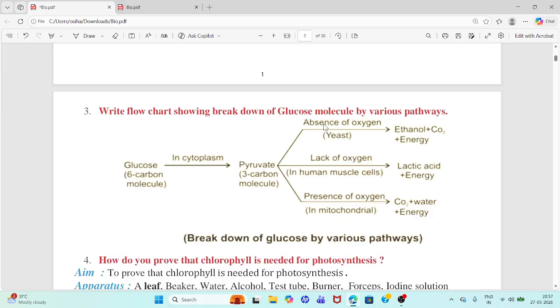First pathway: absence of oxygen in organisms like yeast, and the pyruvate is converted into ethanol, carbon dioxide, and energy. Second, lack of oxygen in human muscle cells.